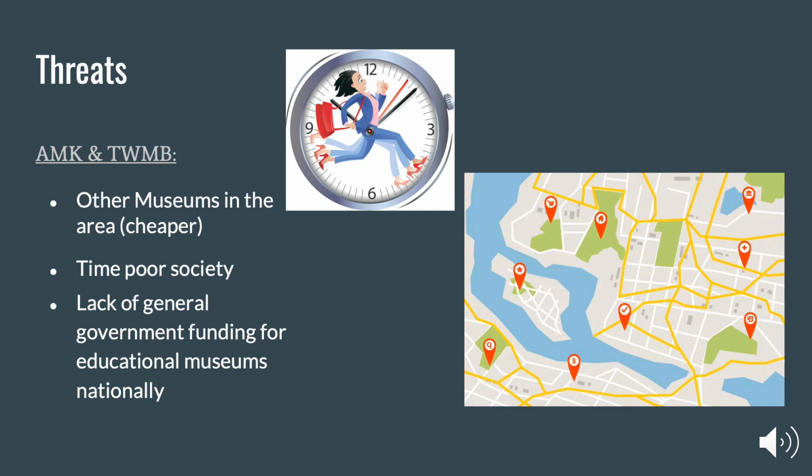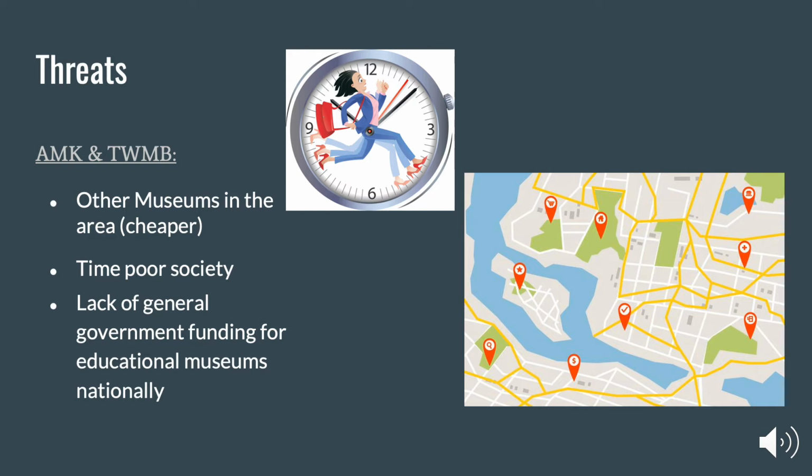The last part of the SWOT analysis is threats, and these threats are both for AMK and TWMB. Of the threats, the first one is that there are other museums in the area that could be cheaper or free. A big threat to both of these would be a museum like the National Air Force Museum up in Dayton, Ohio, which allows visitors to come and go and view their enormous museum for free. So the threat is that there are other museums in the area that may be more kid-friendly or may cost less, so visitors that would potentially come to AMK or TWMB would go to those other museums instead.